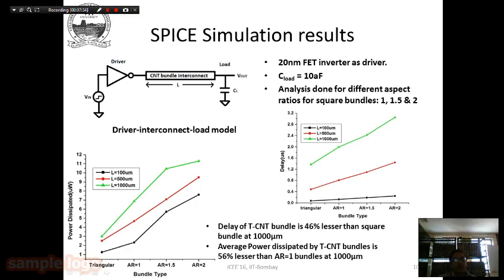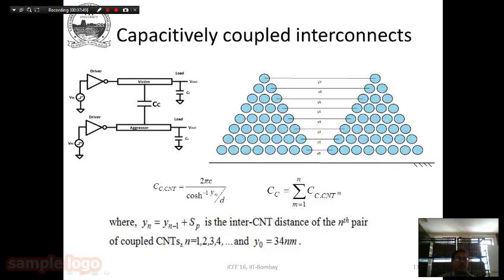As a conclusion, it was found that the delay of the TCNT bundles is 46% lesser than square bundles at 1000 micrometers, and the average power dissipated by the triangular CNT bundles is around 56% lesser than AR equal to 1 bundles at 1000 micrometers.